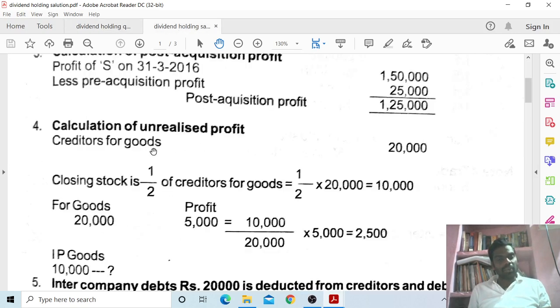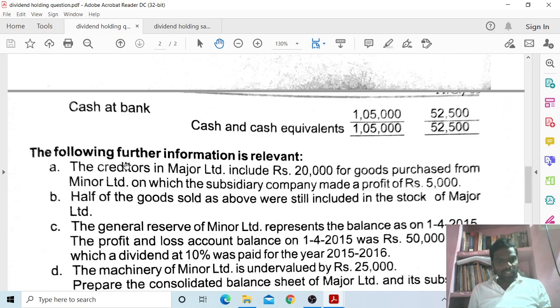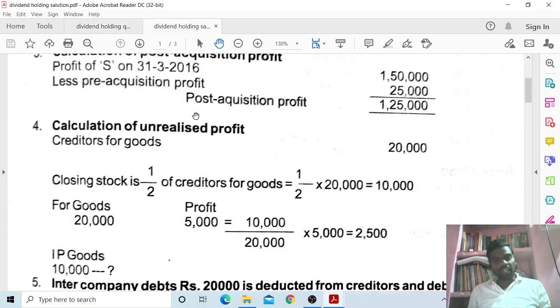Calculation of unrealized profit. Creditors for goods rupees 20,000. Here the creditors of Major Limited include 20,000 for goods purchased from Minor Limited, on which the subsidiary company made a profit of 5,000. So I have to take it here. Creditors for goods 20,000. Closing stock is half of creditors for goods. Half of 20,000 is 10,000. So these 10,000 you have to take.